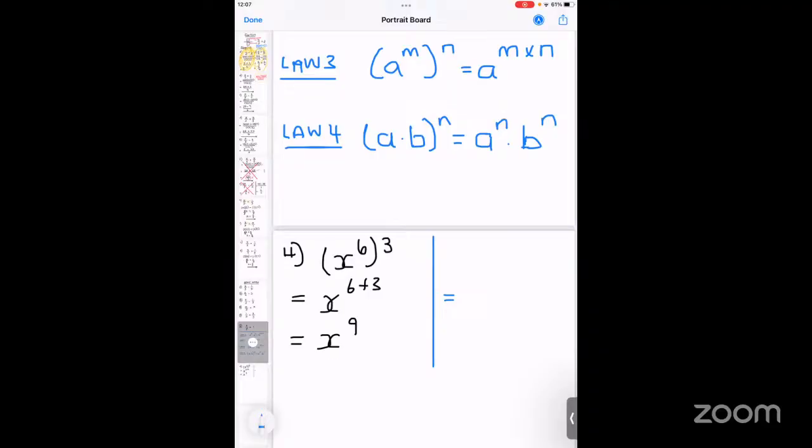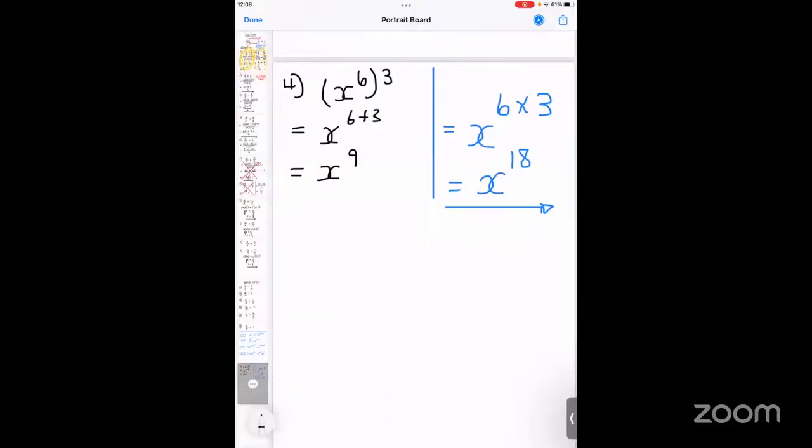Okay, maybe let me work it out and apply the law. So can you see that law 3, Manahil? It looks like it's law 3. What do you think? Because this is where we have x, and then the exponent is 6. We just multiply it by the outside exponent, which is 3. Then we end up having 18. Then it's x to the exponent of 18. Can you see, Manahil? Yes, sir. Makes sense now. 100%.